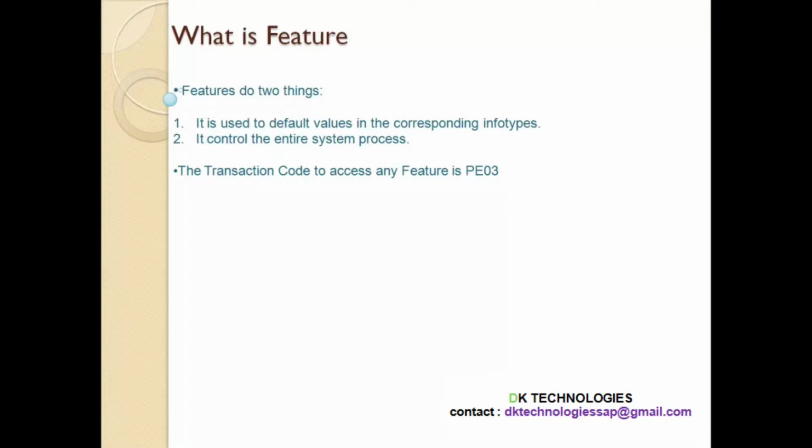There are two purposes of a feature. The first one is that it is used to default values in the corresponding info types. The second one is that it controls the entire system processes. What does it mean, defaulting the values in the corresponding info type? In the next slide it will be more clear.